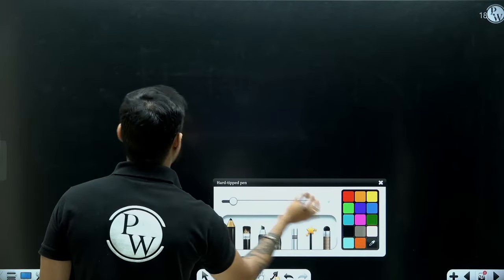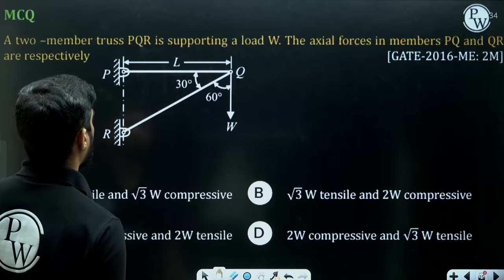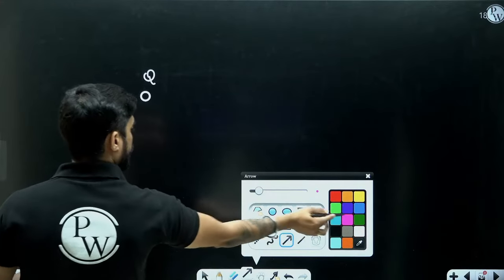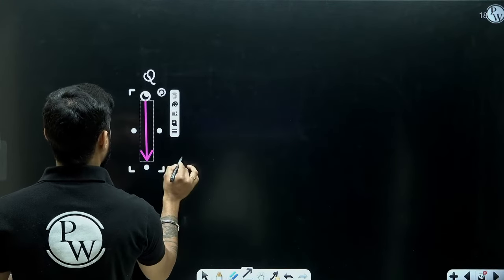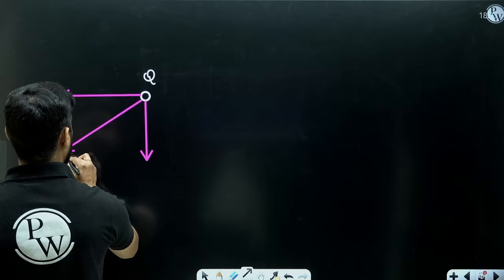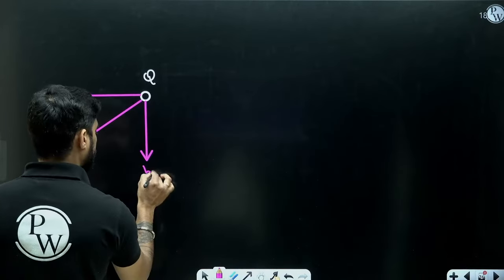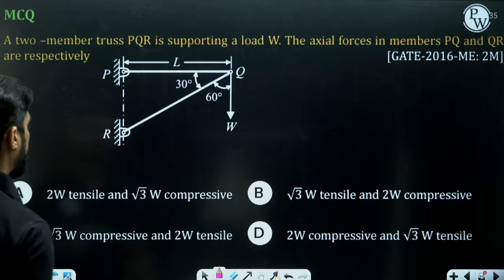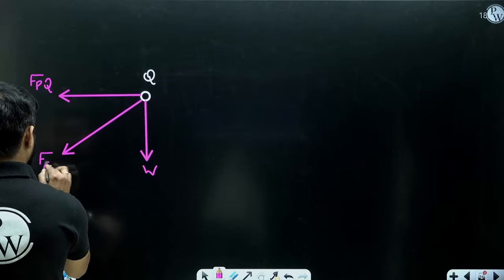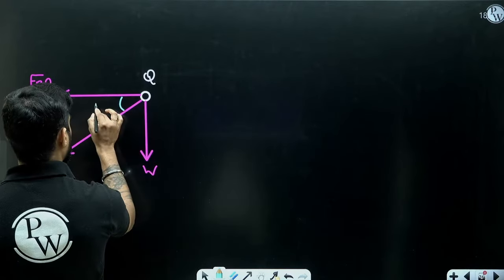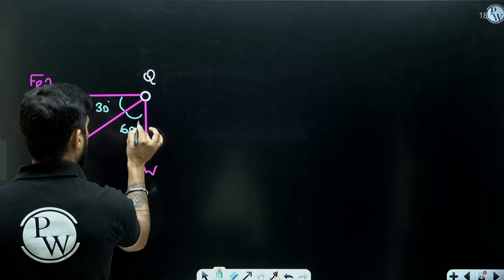This is joint Q. FPQ, FRQ and W. This is W. This is FPQ. This is FRQ. Let me write it QR. And this angle is 30 degree. This angle is 60 degree.